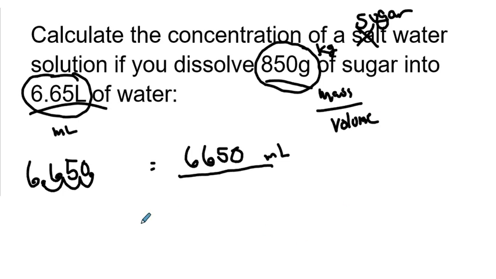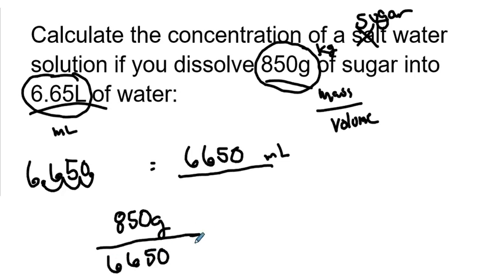So now I have my mass divided by my volume. My mass is in grams. I have 850 grams of my solute divided by 6,650 milliliters of my solvent. So I have mass in grams, check, volume in milliliters, check. And then now we can just divide. So I get a number that is 0.1278195. So I'm just going to round this off to 2 decimal places.